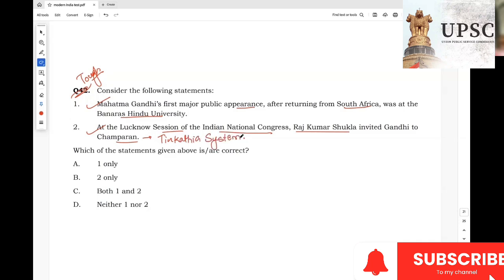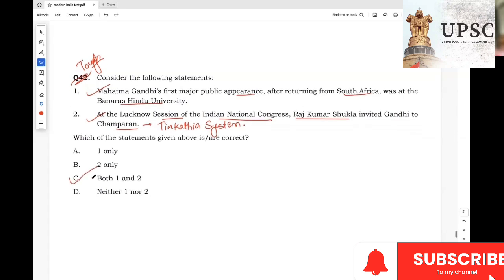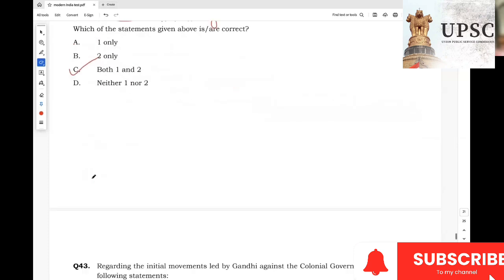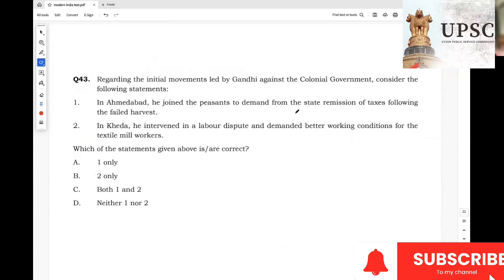Because of the Teen Kathia system. All right, so both these statements are correct. It is a bit tough. The second statement is obviously a very well-known fact, but the first statement is really very tough. Regarding the initial movement led by Gandhi against the colonial government, consider the following statement.